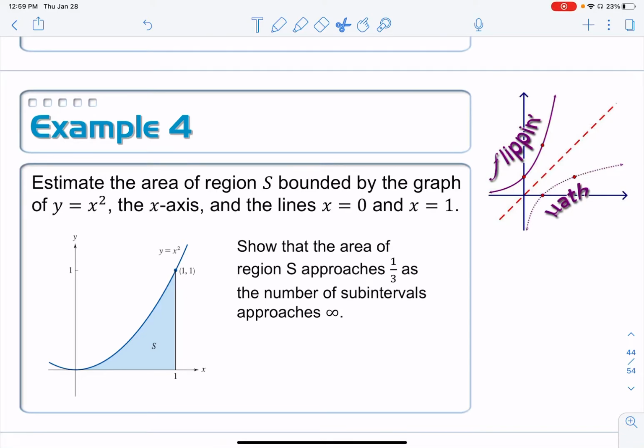All right, for example 4, it's the same exact setup here, but instead of breaking it up into 4 subintervals, partitioning our interval from 0 to 1 into 4 pieces, we want to break it up into n pieces and see what happens as the number of subintervals, that n value that's right there, approaches infinity. And in doing so, we should be able to show that the area of this region is exactly 1/3.